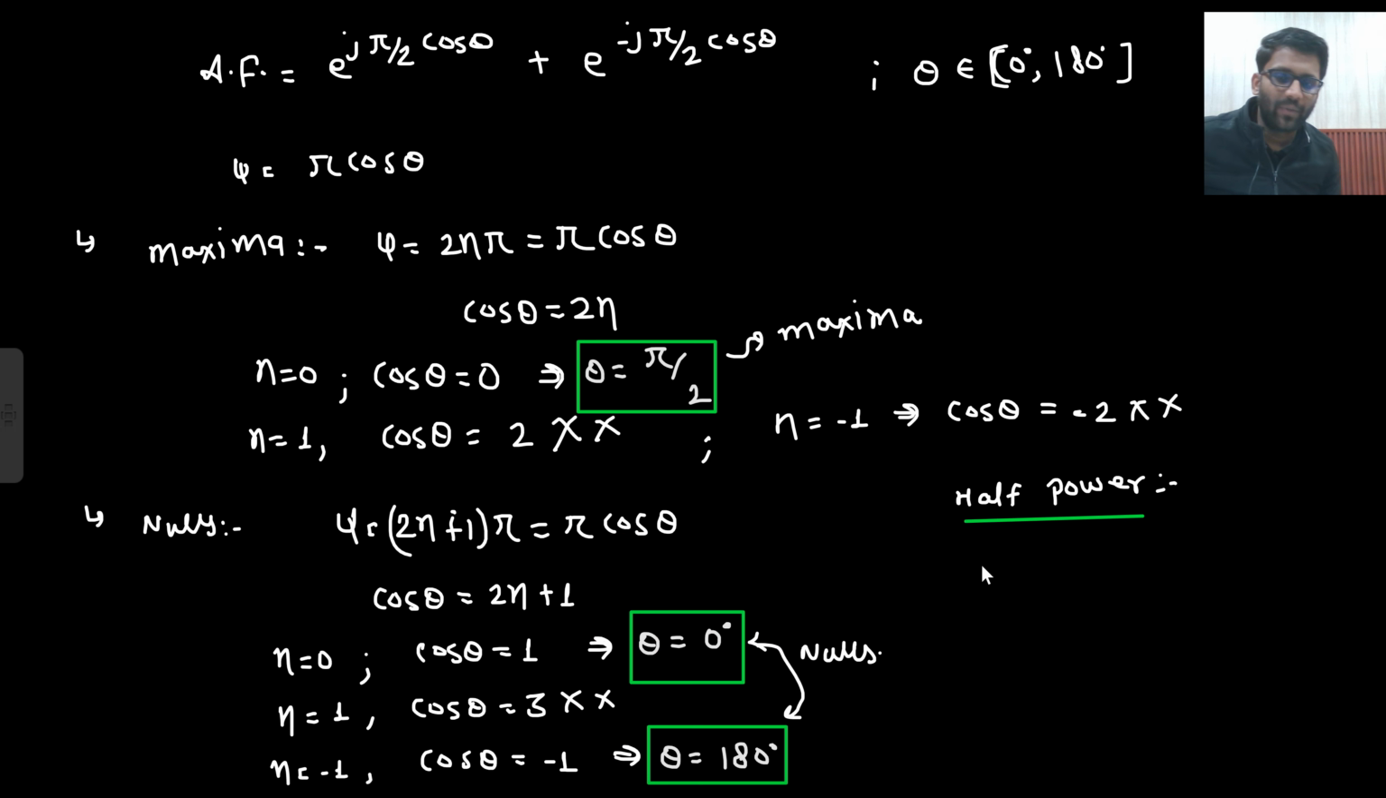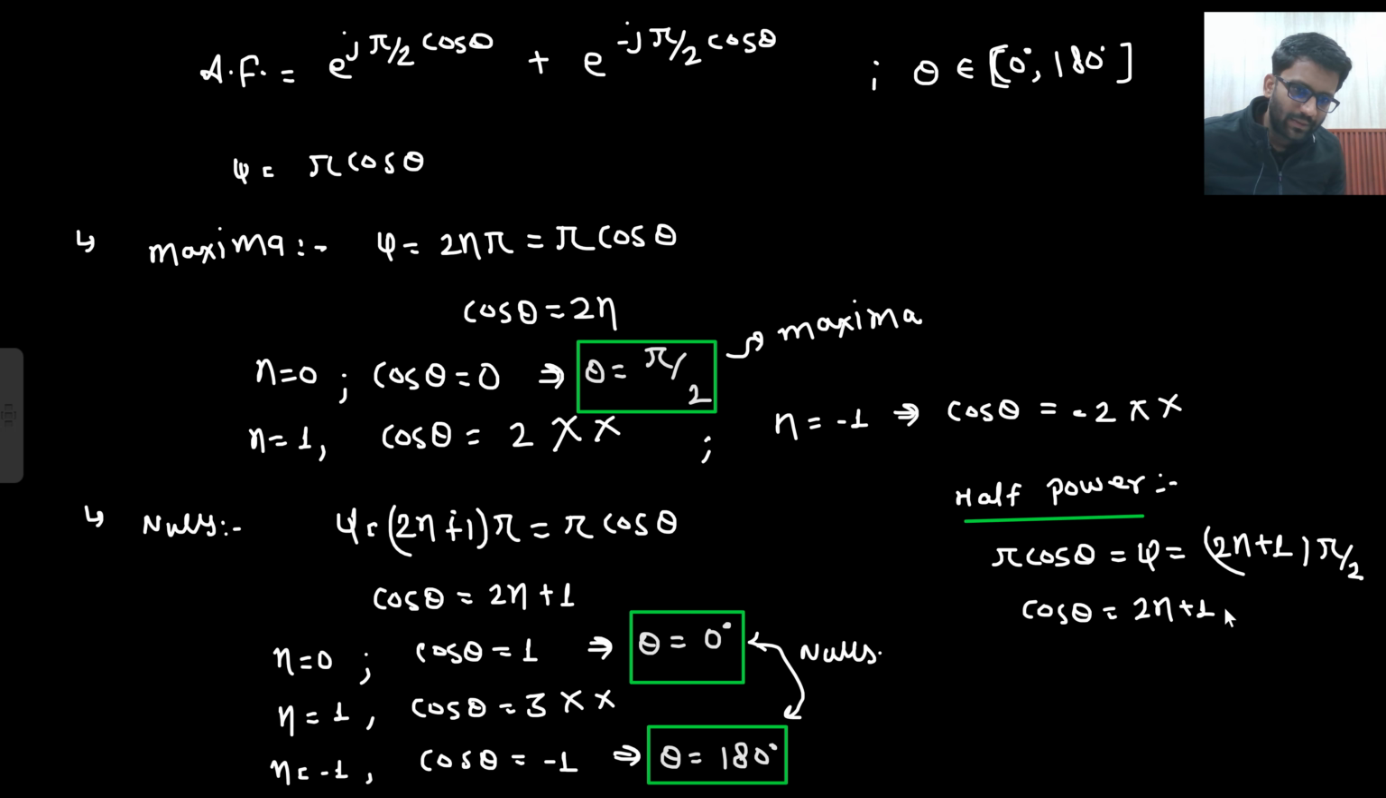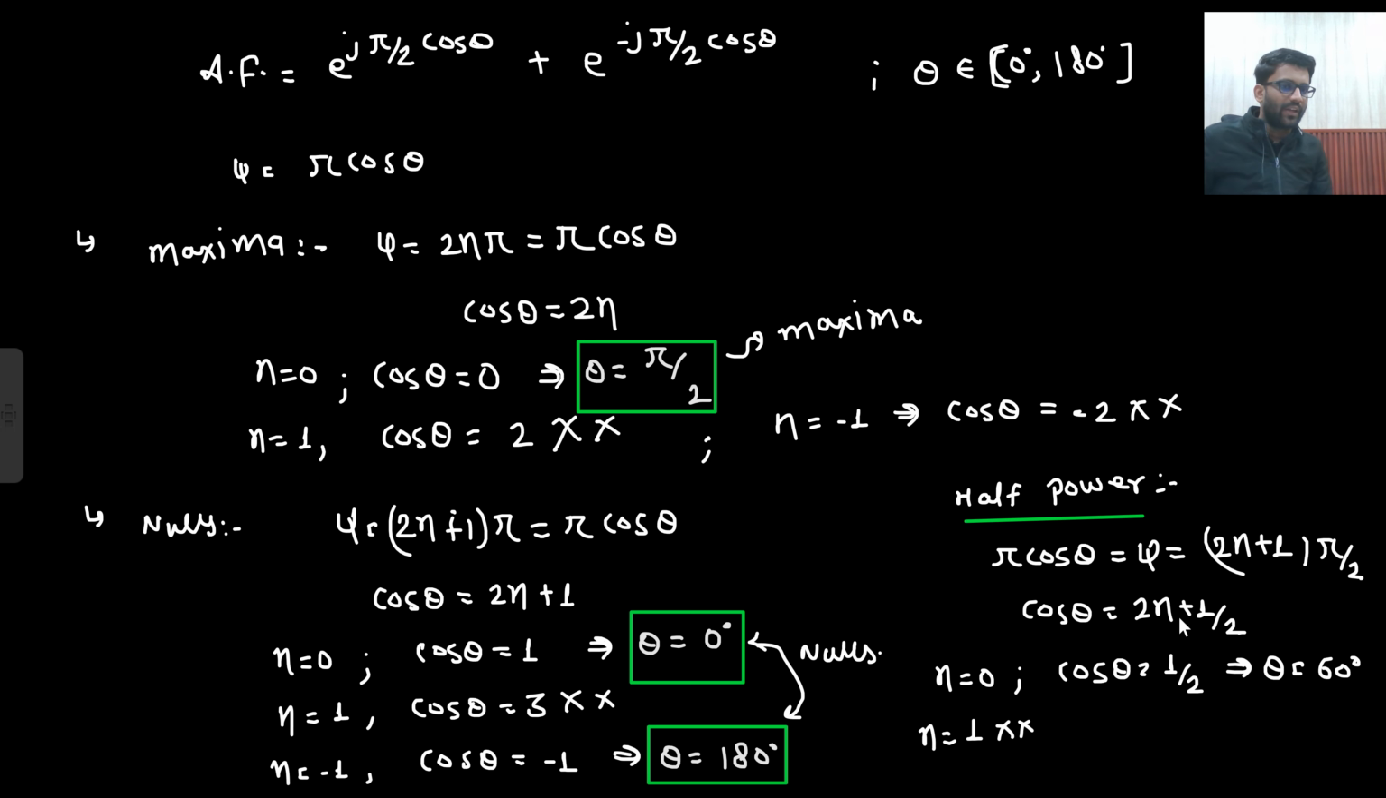So for the position of half power, what I need to do is that my pi cos theta, or whatever you can say, that is your phase difference, should be equal to (2n+1) pi by 2. So from here, cos theta is equal to (2n+1) by 2. If n is equal to 0, cos theta is equal to 1 by 2, and that gives theta equals 60 degree, right? And if n equals 1, not acceptable, because if you put n equals 1, what are you getting? 3 by 2, not acceptable.